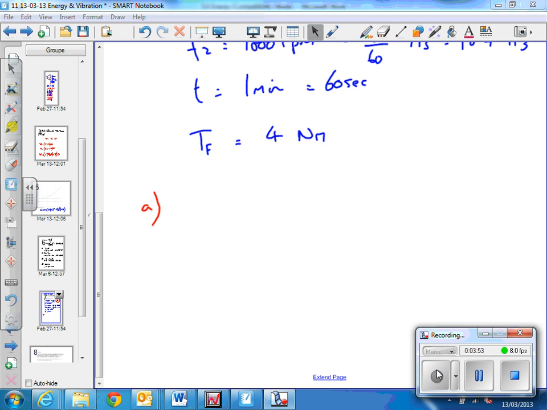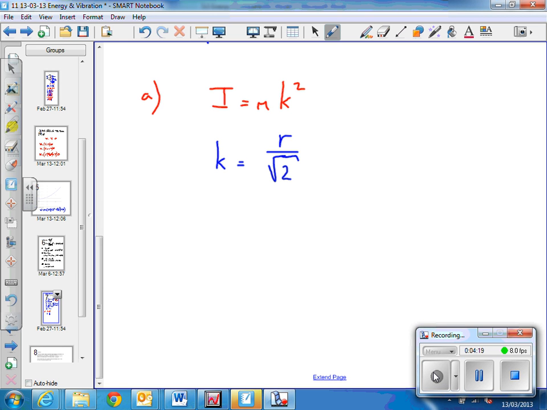So part A says find the moment of inertia of this thing. What's the relevant formula? I equals mk squared. Do we know the mass? No, we're not given the mass. We don't know the radius of gyration either, so we need 2 formulae for that. From the work we were doing on the equations of motion, for a solid flywheel, the radius of gyration equals the radius divided by root 2, r over root 2. So we can find the radius of gyration k.